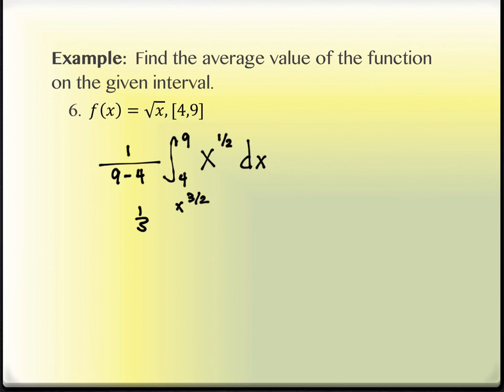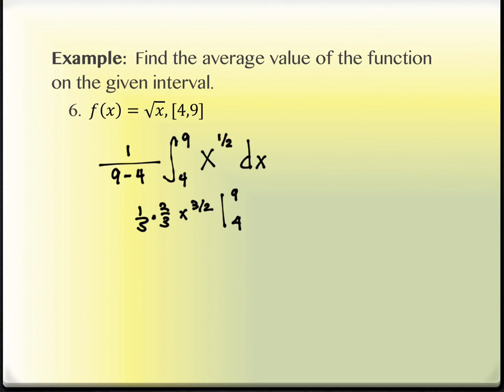X to 3/2, and then what? Over 3/2, or we can multiply by 2/3 if you wish, right? So divide by 3/2 or multiply by 2/3. And we're evaluating it from 9 to 4. Top is 9, bottom is 4.